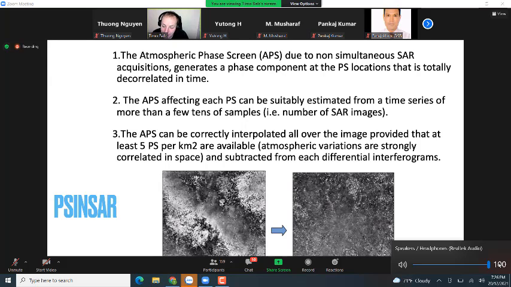We say it's unrelated in time because the time difference between these two images is rather large. We talk about days. And as we all know, the weather today to the weather in 10 days is probably unrelated.